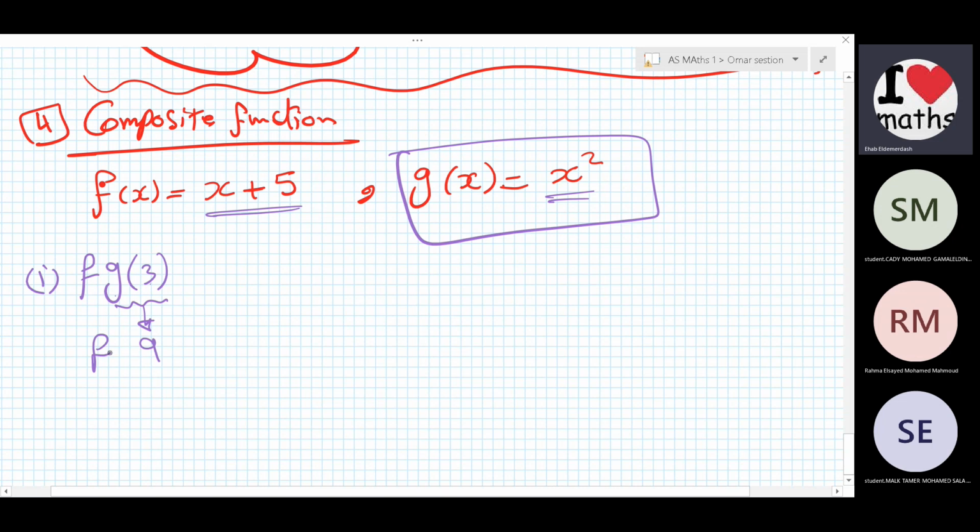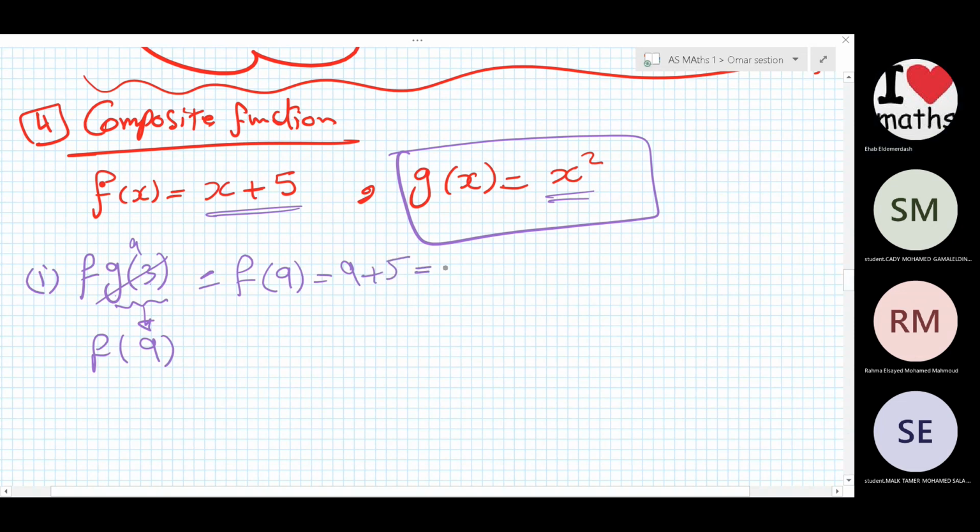On the other hand, I need to go for f of 9. I just found that g of 3 is 9, so I need to go for f of 9. What is f of 9? I need to replace it. So f of 9 comes as 9 plus 5, which is equal to 14.